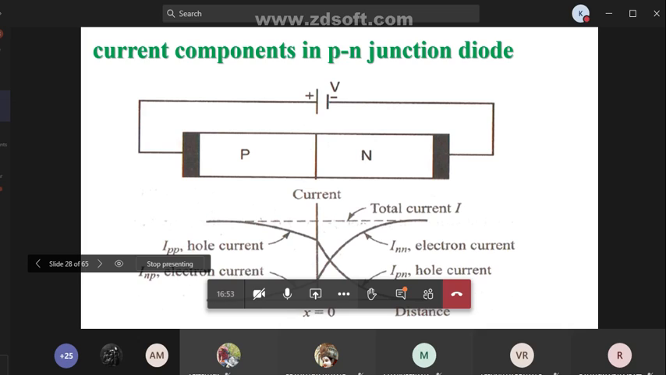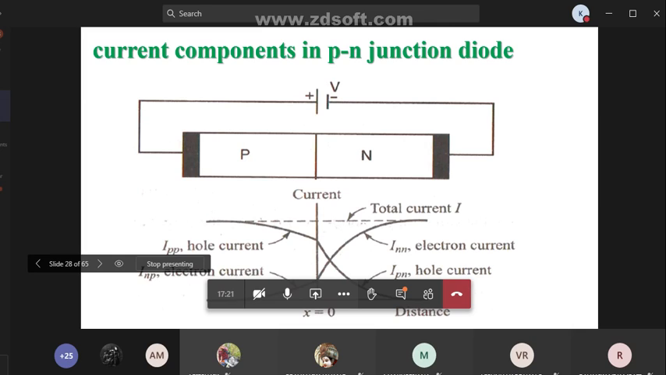Now if we see the current components in a PN junction diode, here it is the p-type and this one is the n-type material. Here IPP is the hole current in the p-type material, and INP is the electron current in the p-type material.